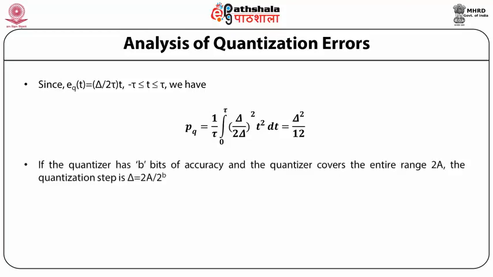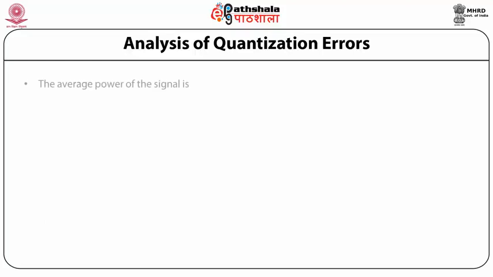If the quantizer has b bits of accuracy and covers the entire range 2A, the quantization step is delta equal to 2A by 2 to the power b. Therefore, Pq equal to A square by 3 divided by 2 to the power 2b. The average power of the signal is Px equal to 1 by Tp times the integral from 0 to Tp of (A cos omega naught t) the whole square dt, equal to A square by 2.